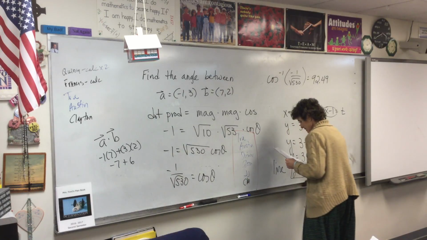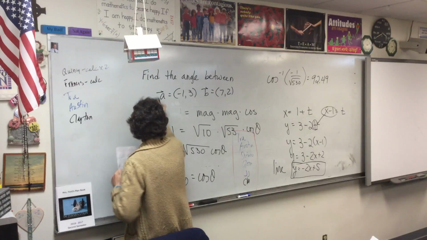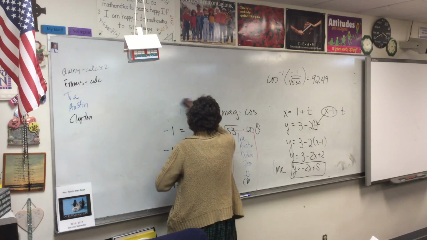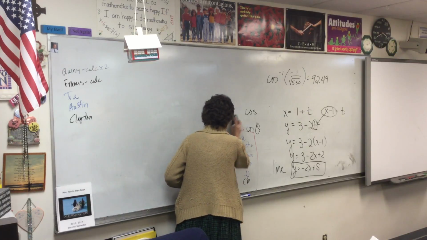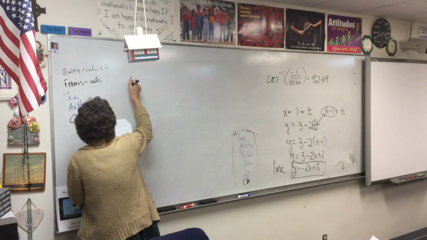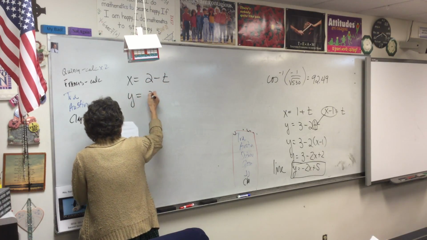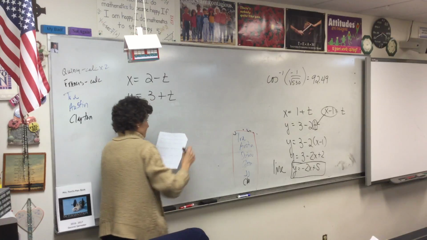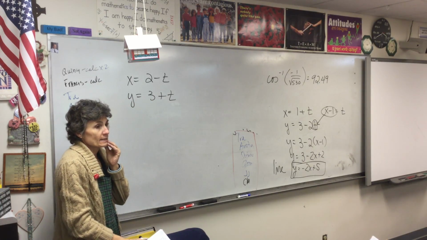All right, let's try B. In a minute, we're going to graph these on our calculator, so hang on. But right now, let's do B. Okay? So eliminate the parameter, and then tell me what shape it is. All right, what are your thoughts here?